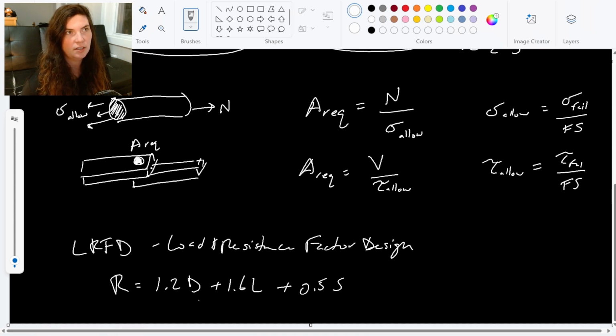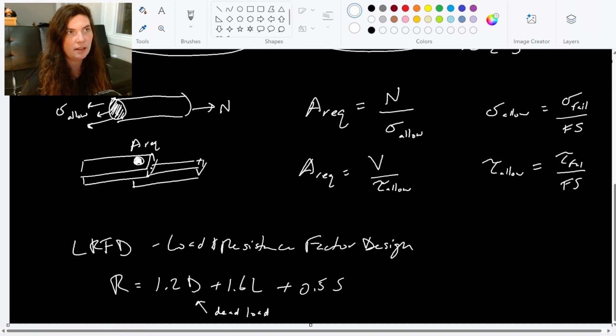Here, D is the dead load. This would be anything that is from the structure itself, generally. So if you're building a house, it would be your timbers and joists and roofs and flooring and everything that goes into building that actual structure.